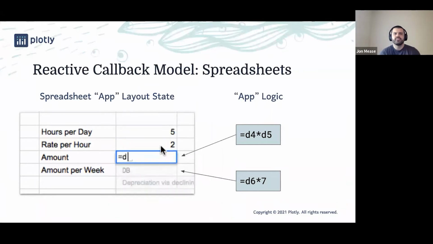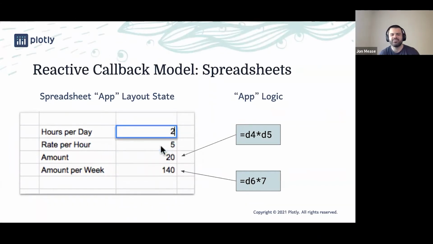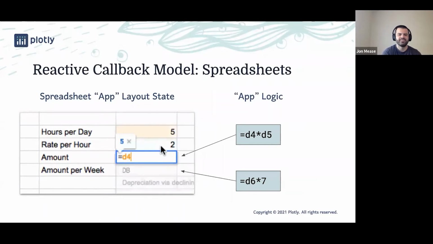So Dash uses a reactive callback model for implementing application logic. To help explain what this means, I just want to take a quick step back and talk about the most ubiquitous example of a reactive callback model, and that would be spreadsheet formulas. So here I have a simple spreadsheet app where a user enters a number of hours and an hourly rate, and the quote unquote app uses spreadsheet formulas to compute the daily and weekly totals.